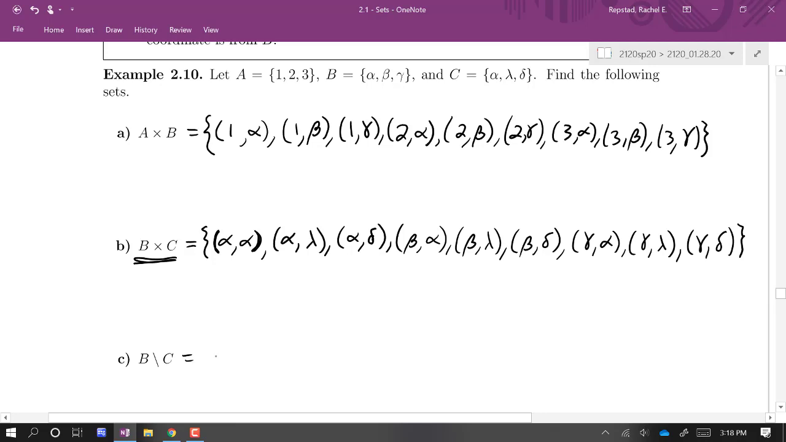Let's do this set. Let's find the set difference, B minus C. What should we include here? Beta and gamma, because B contains alpha, beta, gamma, but C contains alpha, so we're going to throw that out.